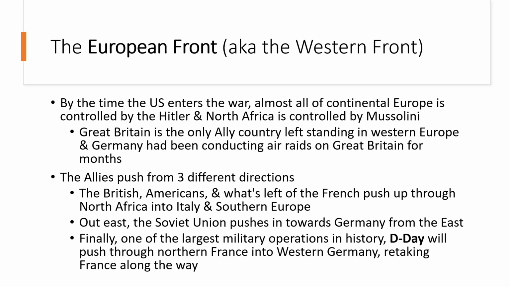Ultimately, the Allied powers are going to push in from three different directions. The British, the Americans, and what's left are going to push through France, moving from west to east. They're also going to push up through North Africa as well, through Italy, into southern Europe. Out in the east, the Soviet Union is going to push to Germany from the east. They're going to push in westward.